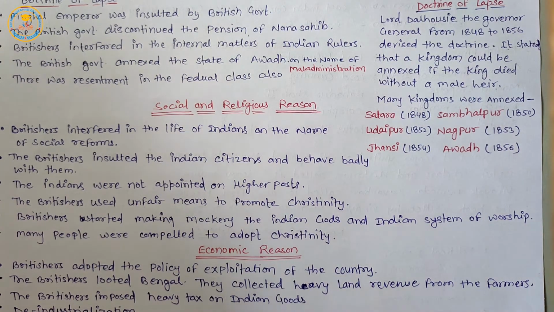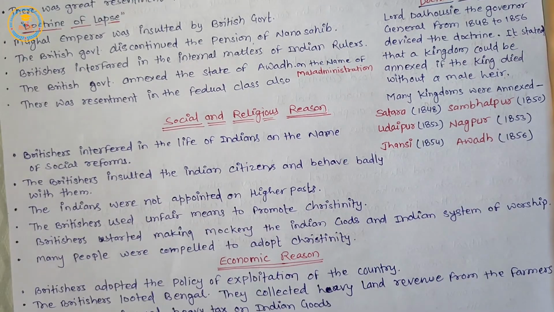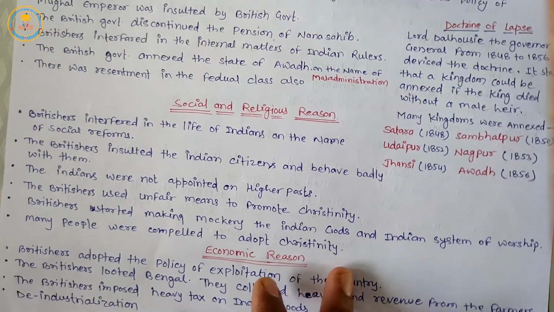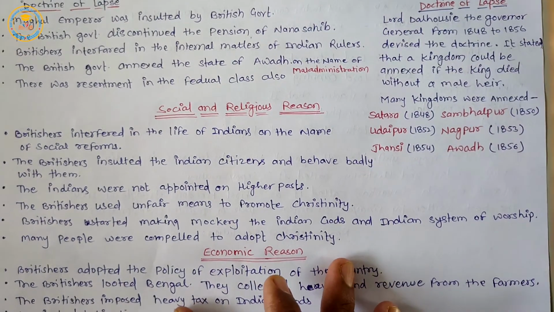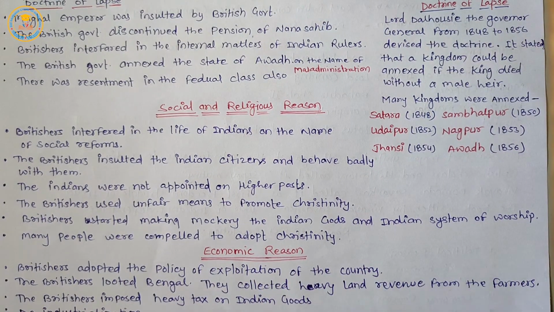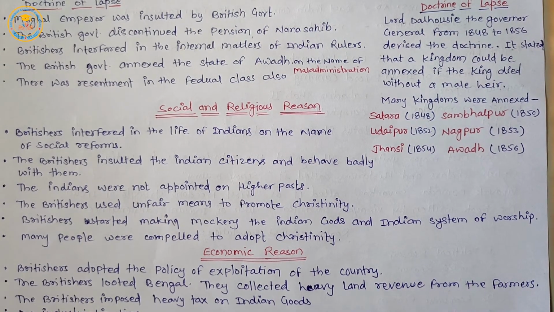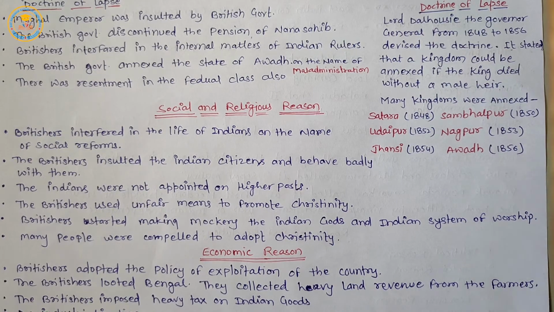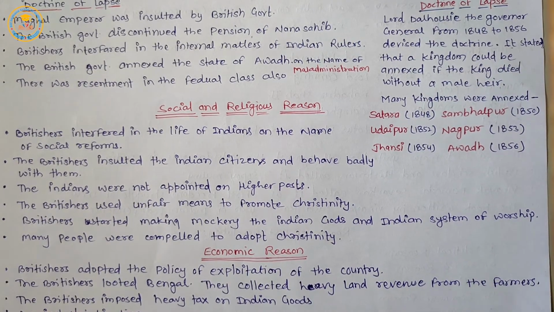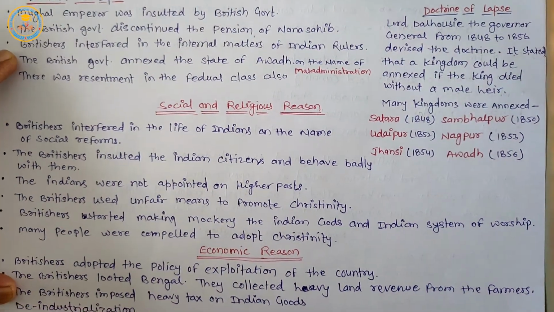The Britishers used unfair means to promote Christianity. This is the main reason for dissatisfaction among the Indians, because Britishers used unfair means. They tempted them to adopt Christianity.